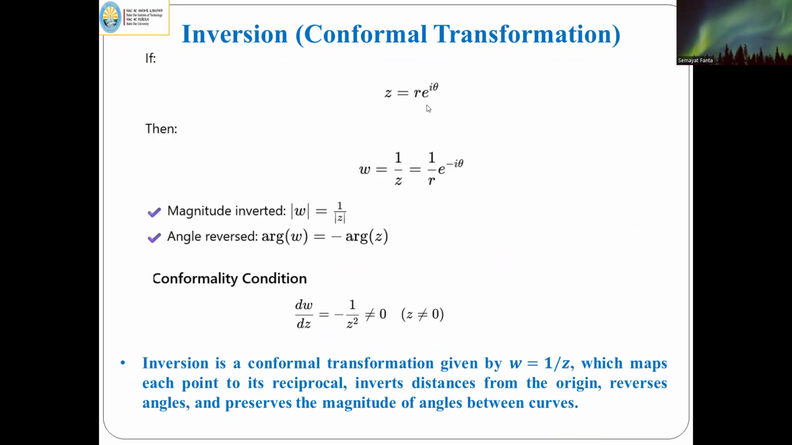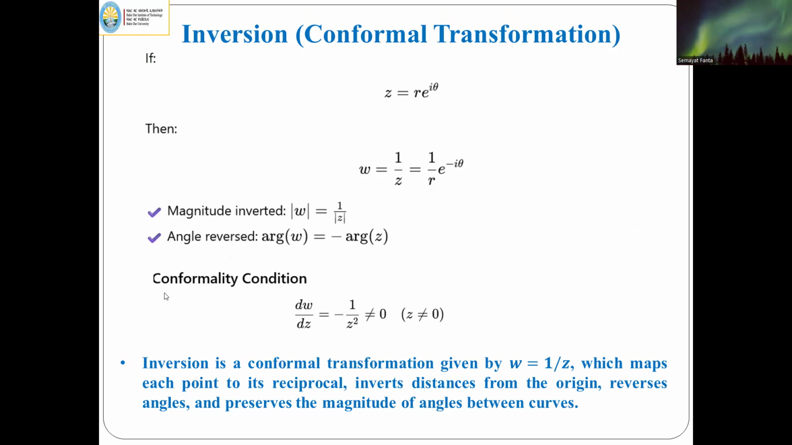Let's see some inverse. As an example, Z equals r e to the i theta, then W equals 1 over Z, the inversion or reciprocal, which gives 1 over r times e raised to minus i theta. Here the magnitude is inverted, the magnitude of W is equal to 1 over the magnitude of Z, and the angle is reversed, the argument of W is minus the argument of Z.